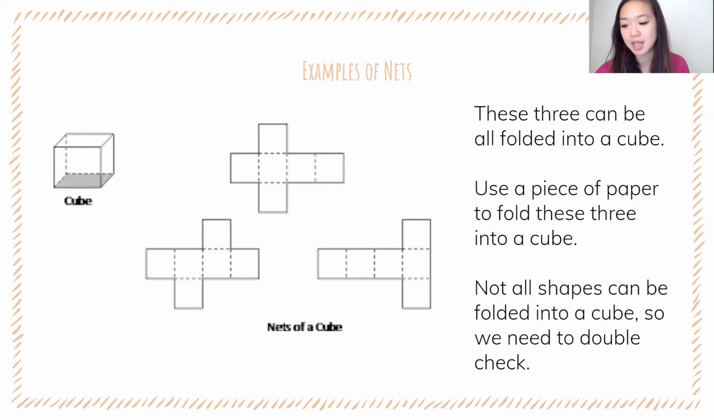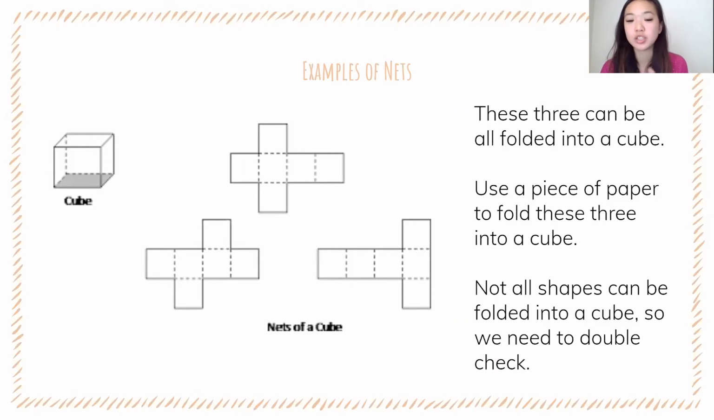Now we have examples of nets. In this image, all of these are supposedly supposed to fold into a cube. I'm not sure, and you're not sure, because we haven't tried it. So let's use a piece of paper to fold these 3 into cubes. We already have that first one. We know that first one already turns into a cube because we already folded it and have it drawn out. And then we need to make sure that they all turn into a cube shape.